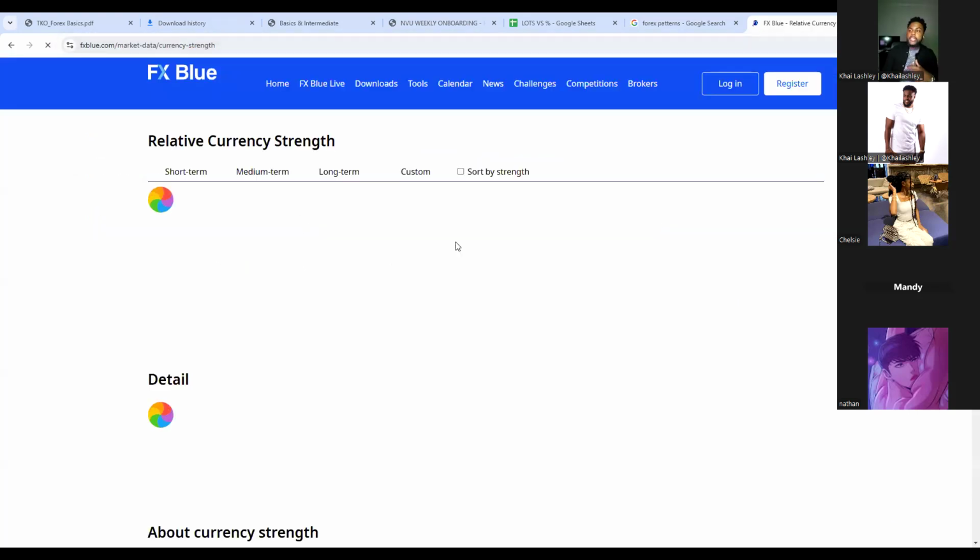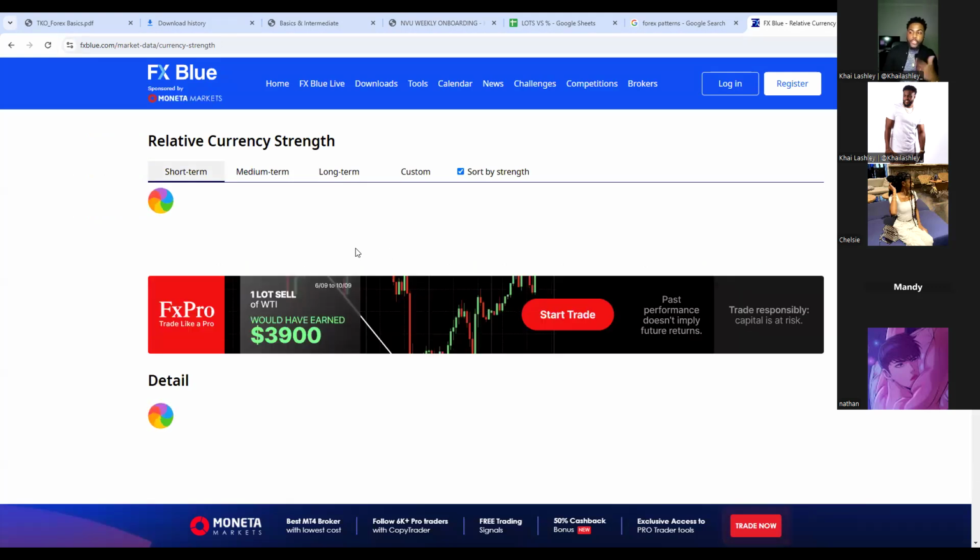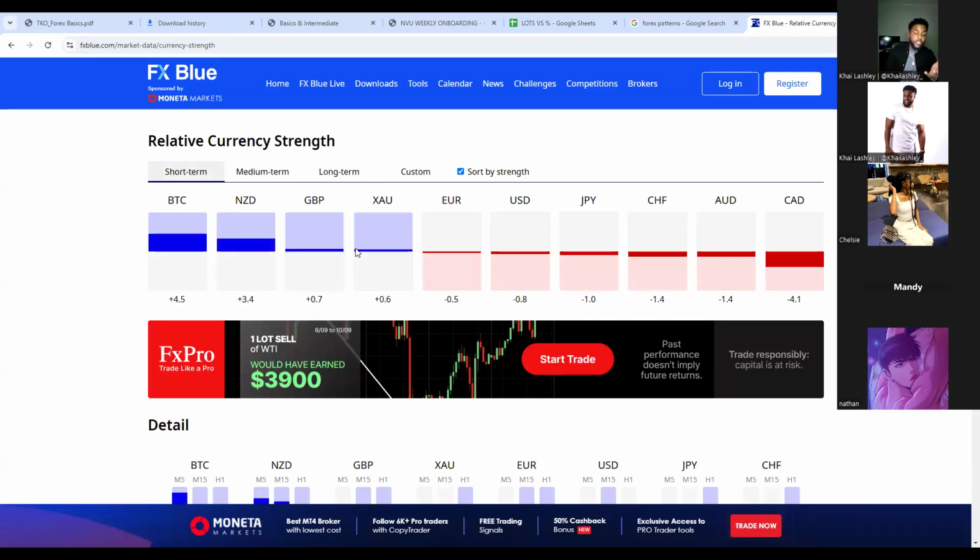So you want to look and see the strength of a currency. Two things we're looking for: a currency that is strong, and a currency that is weak. That's how you know that there's movement in the market. So, for example, here we can see strength on Bitcoin, and we can see weakness on the US dollar.